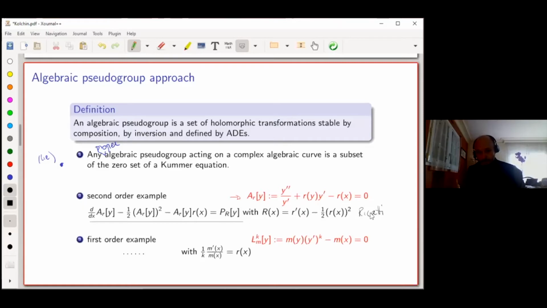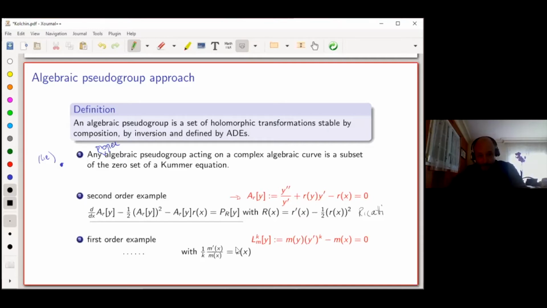I don't know how to write Riccati either. And you can do the same for first order. You have first order examples, which are of this shape here. And this first order equation also defines a subset of this A equation if you have such a relation between M and R. So we have examples here, but what we want is to find all the pseudogroups and all the sub pseudogroups in order to have a clear picture of what is going on. And here there are just examples.